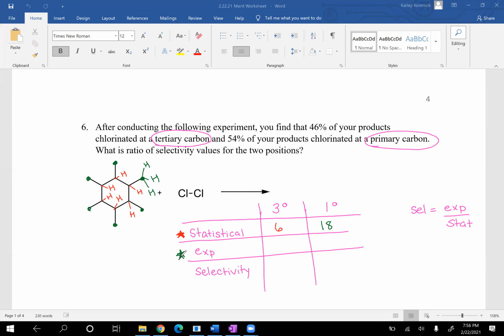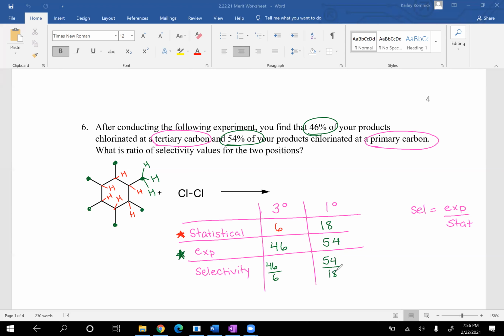For our experimental, we're going to want to plug in these percentages. These percentages are our experimental. So it's 46 for the tertiary carbon and then 54 for the primary. With this, we don't have to convert these into decimals. We just want to directly plug in that percent. And then to find the selectivity, we're going to take that experimental divided by the statistical.